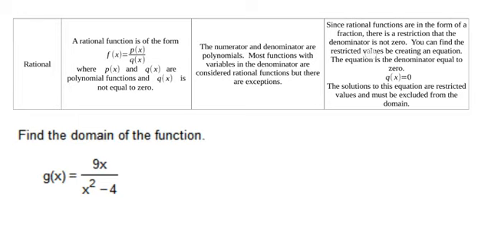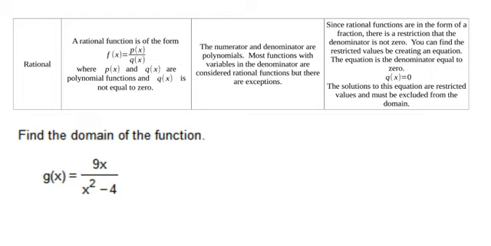You can find the restricted values by creating an equation. The equation is the denominator equal to 0. So that's going to be that q of x, whatever's in the denominator, equal to 0. Remember, division by 0 is undefined. The denominator equal to 0 will give us those restricted values. Once we solve this equation, the solutions to this equation are those restricted values, and they must be excluded from the domain. So let's create that equation for this example.